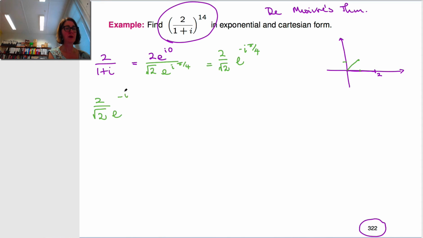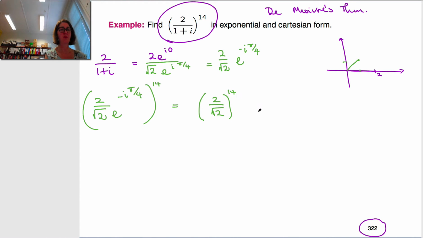to find out what the 14th power of that number looks like using de Moivre's theorem. So remember, what we had to do is we take the modulus of the complex number and we raise that to the power 14, and then we take the angle and we multiply it by 14. So this is just 2^14 over (root 2)^14 times e^(−i 14 pi/4). So we can simplify that a little bit.